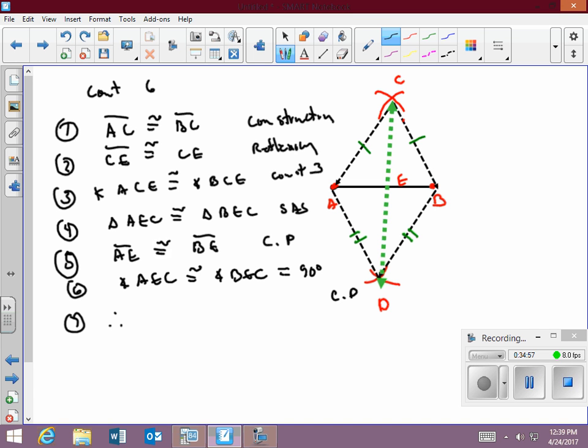The perpendicular to a line from A, construct the perpendicular bisector of a segment. So I could say, therefore, CD, that line, is perpendicular bisector of line segment AB.